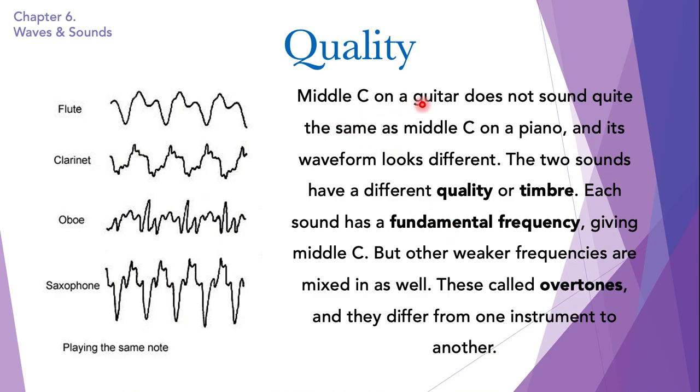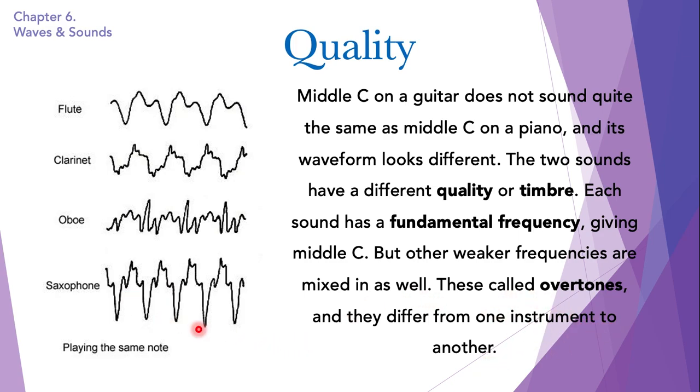So middle C on a guitar does not sound quite the same as middle C on a piano, and its waveform looks different. So we say that the two sounds have a different quality or timbre. Each sound has a fundamental frequency giving middle C, but other weaker frequencies are mixed in as well. These are called overtones, and they differ from one instrument to another.